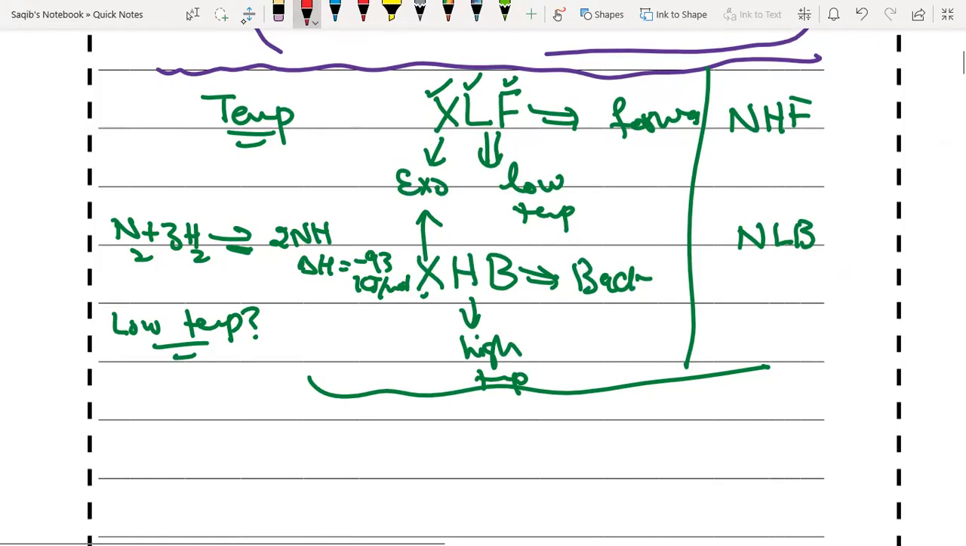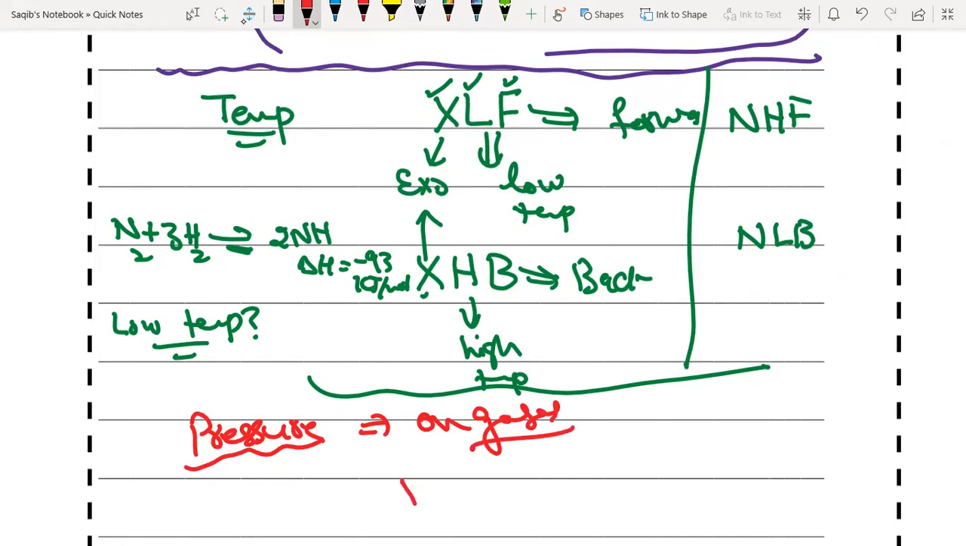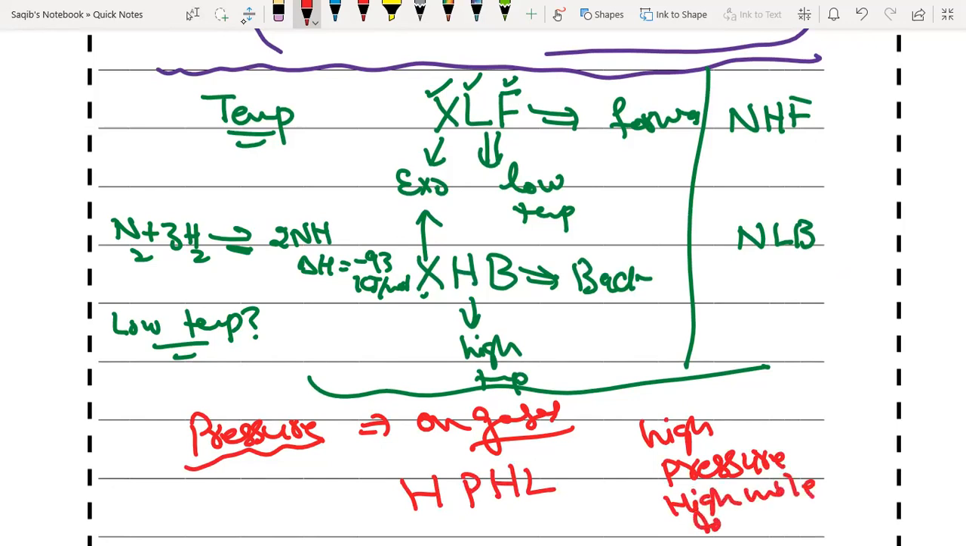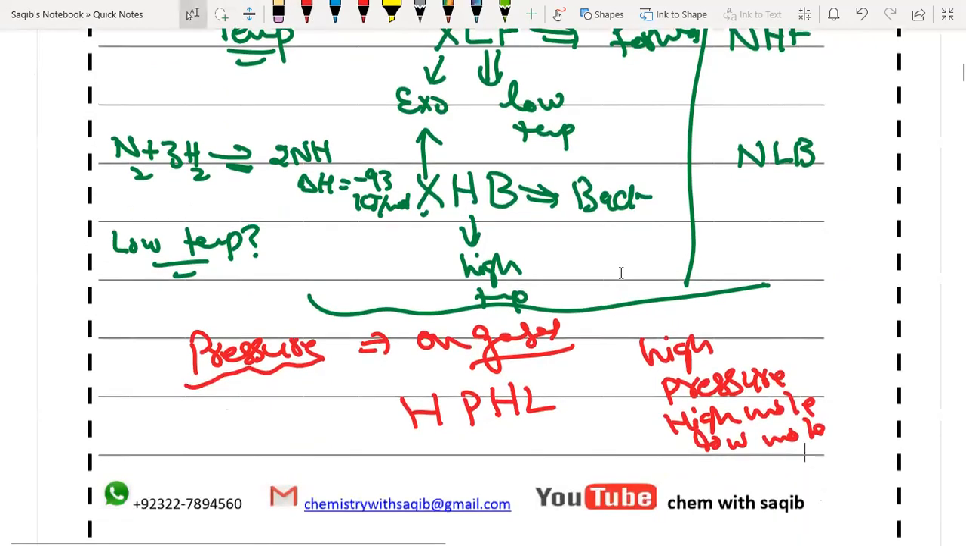The other code is for pressure. So how is pressure linked? First of all, it is applicable on gases only, not on liquids. Secondly, the code to understand this is HPHL. By applying high pressure, H for high, P for pressure, the reaction moves from high mole to low mole. So the reaction moves in the direction of high mole to low mole.